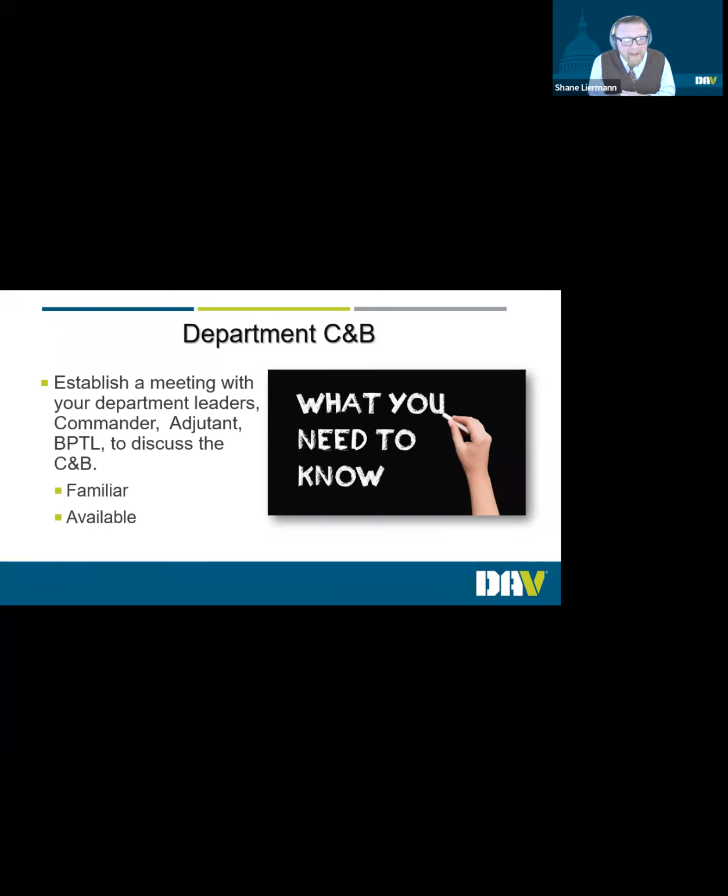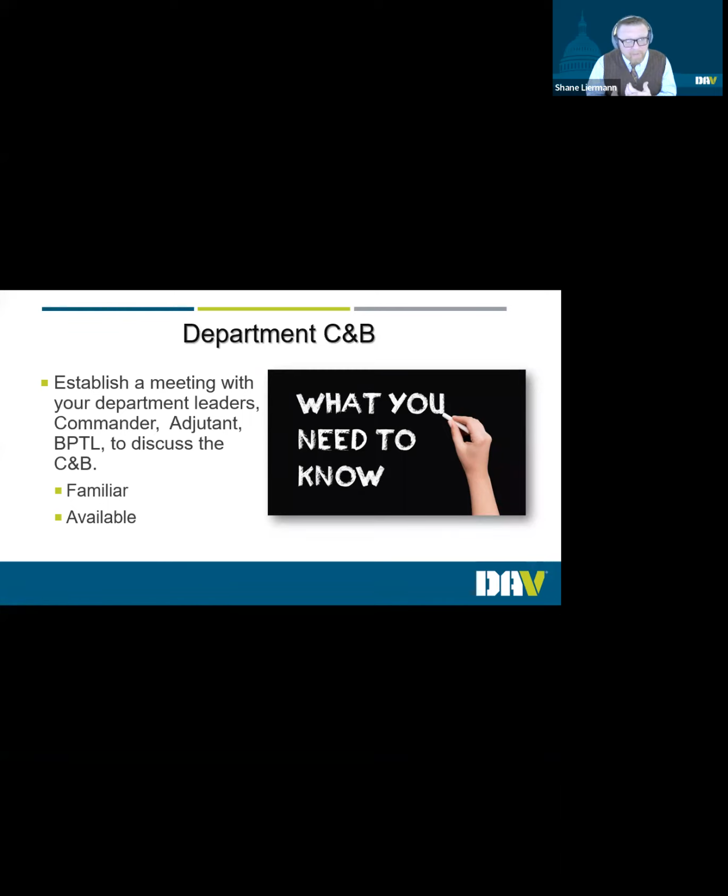Some departments may have separate, different resolution committees at their department convention. Some of them may be longstanding, some may be ad hoc, and some of them may even have people appointed or elected to them. Make sure you understand that process before you start.